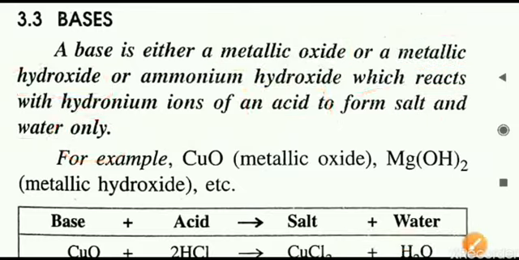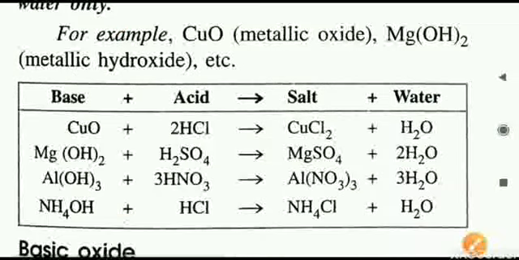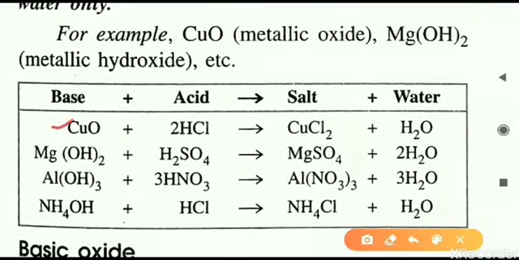Before that, we'll have a look at the examples given here. This is a metal oxide, copper oxide. It reacts with acid, HCl, and what are we getting? First we separate water outside, H2O, that is hydrogen and oxygen are removed. What is left is CuCl2, that is the salt of copper.